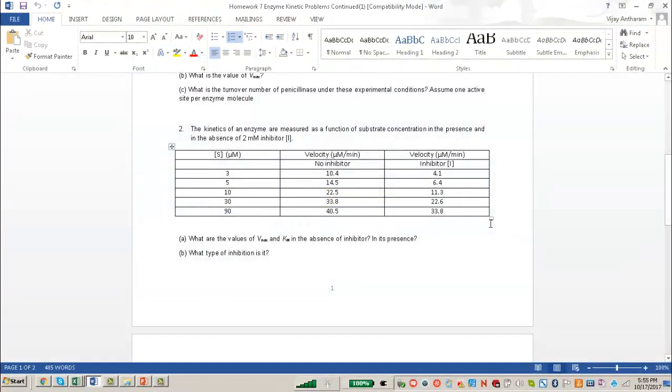Now let's look at problem number 2 of homework 7. We're given our data table. This specific problem, you actually have the substrate concentration listed, but you also have the addition of the inhibitor. So what does the inhibitor do when in the presence of the enzyme, and how will it affect Km and Vmax? And furthermore, what type of inhibition is it? Is it going to be a competitive inhibitor, uncompetitive inhibitor, or some specialized form of non-competitive inhibition?